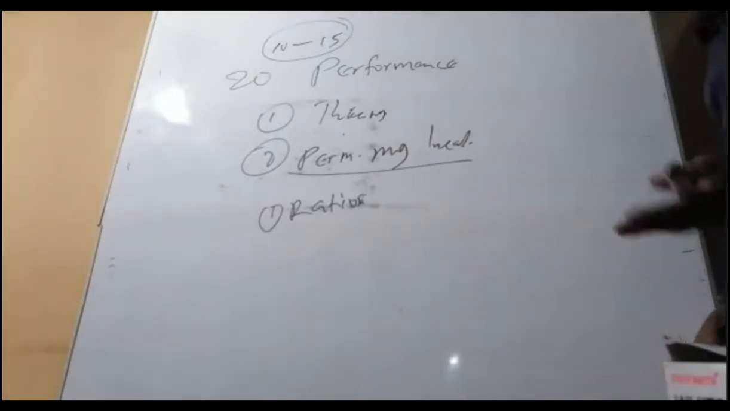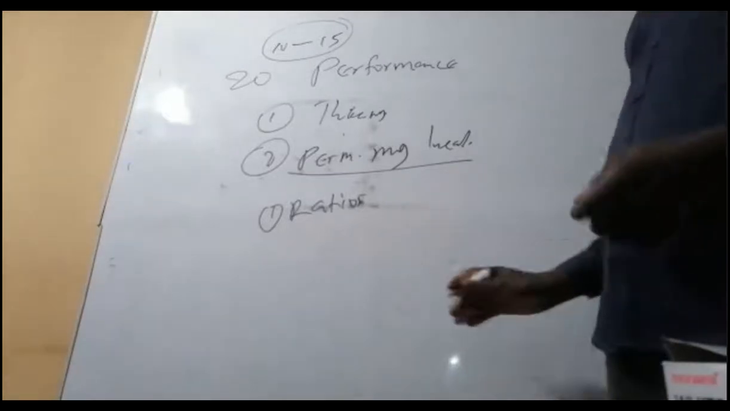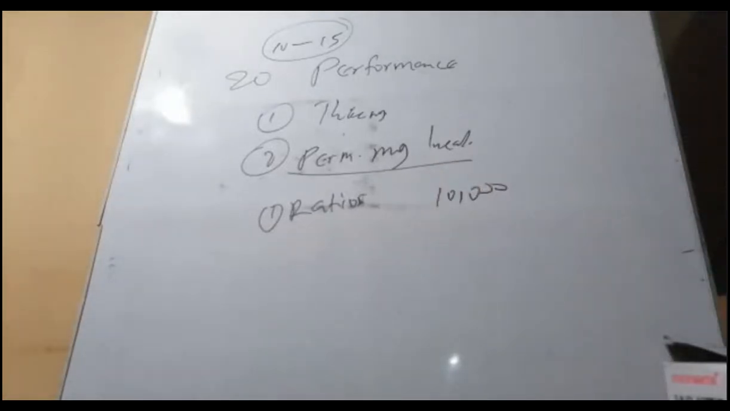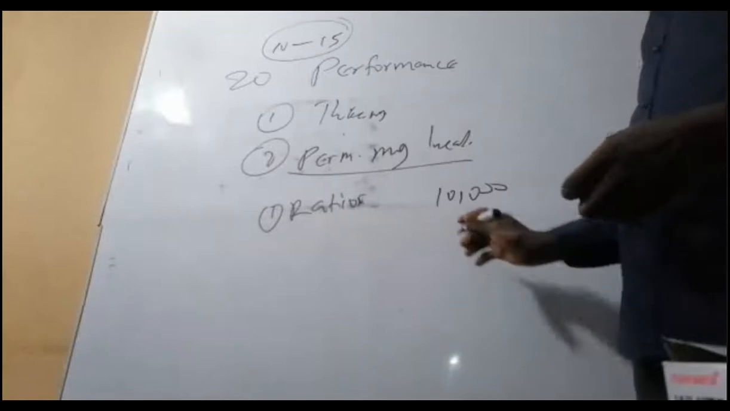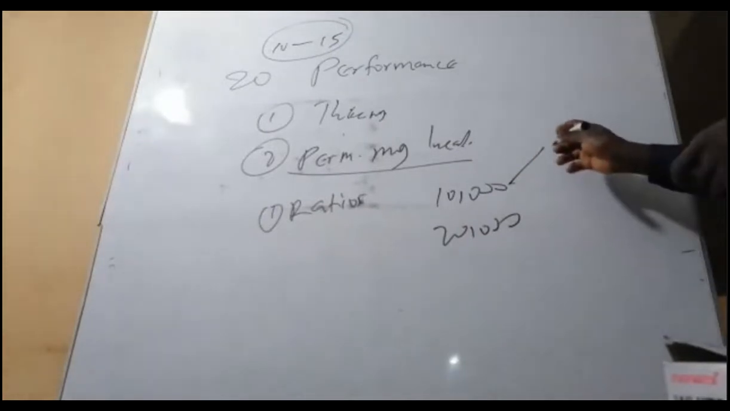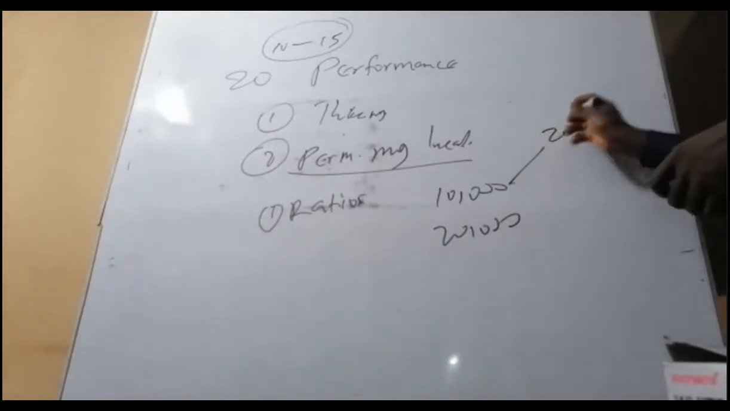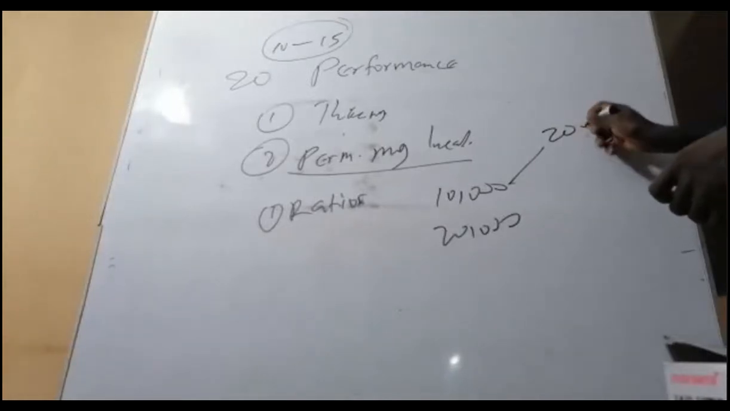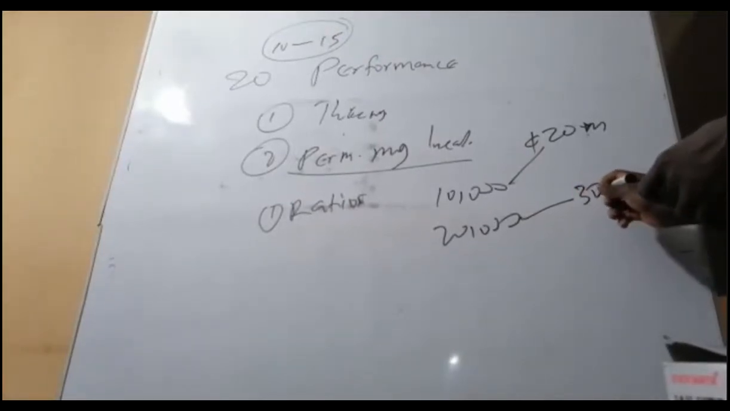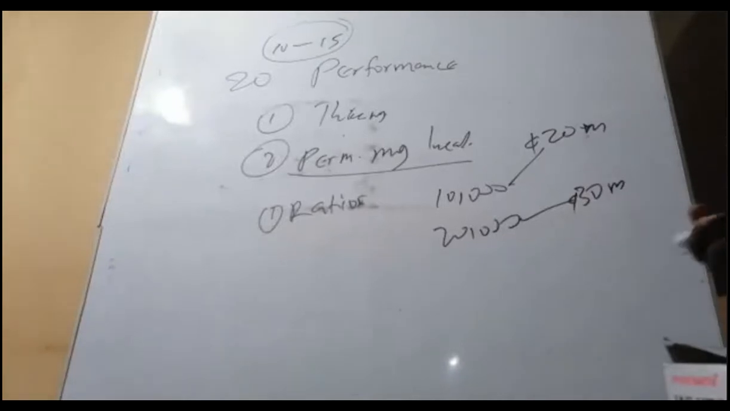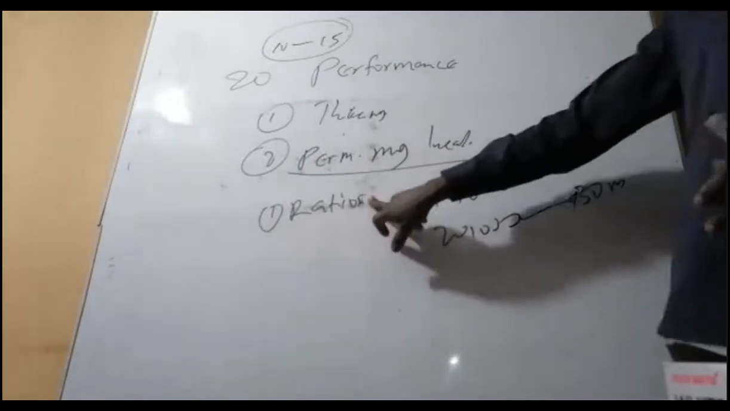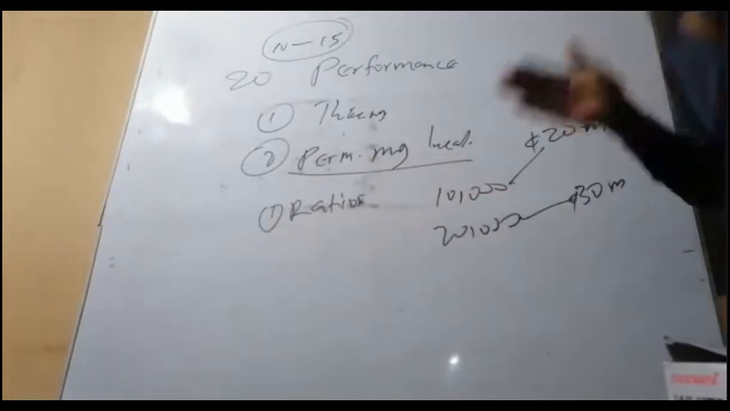Maybe I tell you that a company has an average of 10,000 employees, and another company has 20,000 employees. This company's net income or sales revenue for the year is 20 million Ghana cedis, and this one is just 30 million Ghana cedis, and I ask you to analyze. Then we give you other information. So the ratios you are going to analyze are comprehensive, both financial and non-financial.